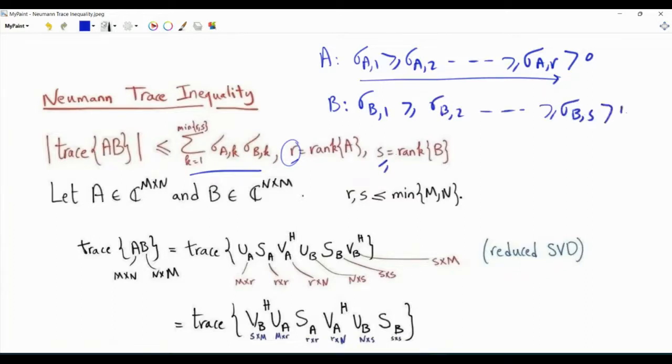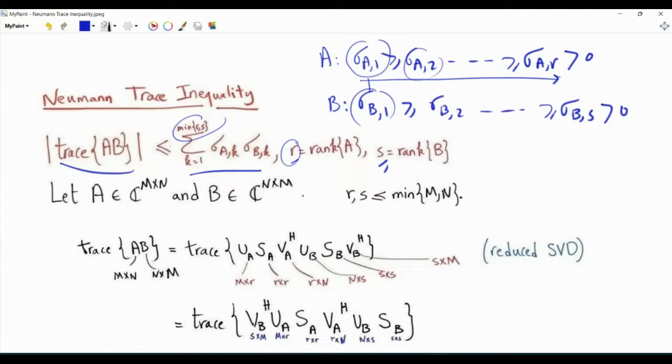because the rank is S. And the upper bound is sigma A1 times sigma B1 plus sigma A2 times sigma B2, and so on. You go all the way to the minimum of the two ranks. So to prove something like this, we start by writing down an exact expression for the trace of AB.